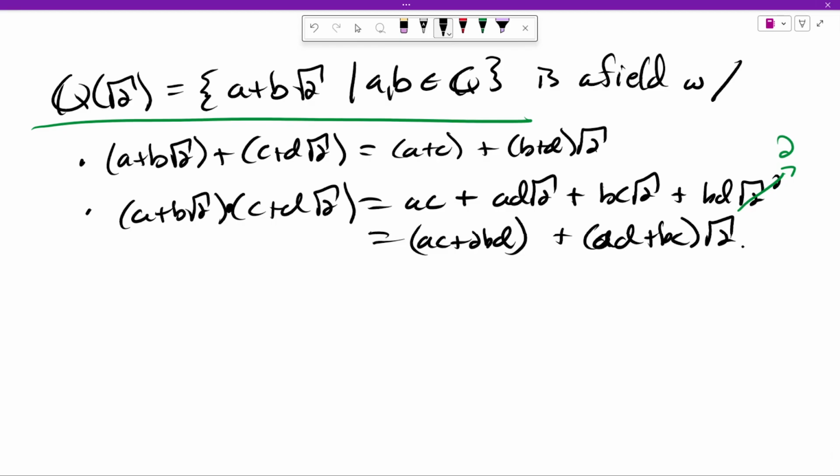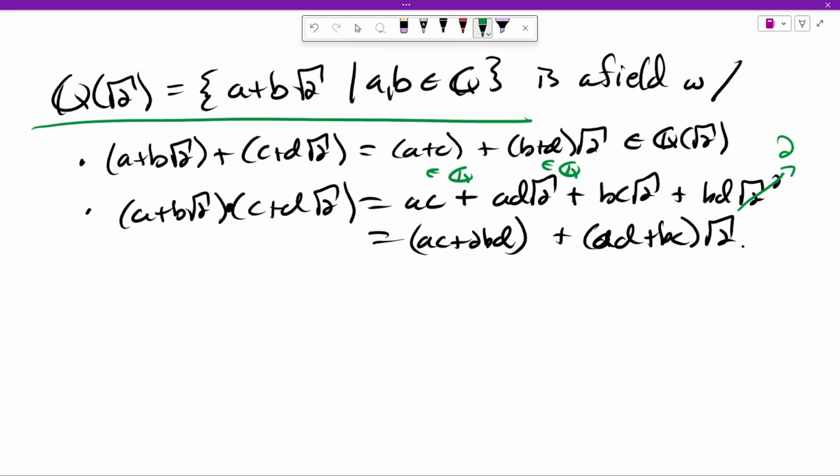We can see that when we add, we again get, if A, B, C, and D are the rational numbers, then A plus C is a rational number, and B plus D is a rational number. So we get a rational number plus a rational number times root 2. So we get something in our set. So it is a binary operation. It is closed under addition.